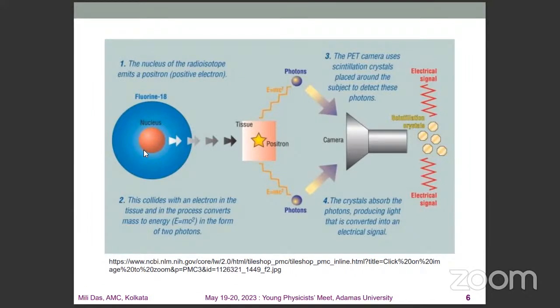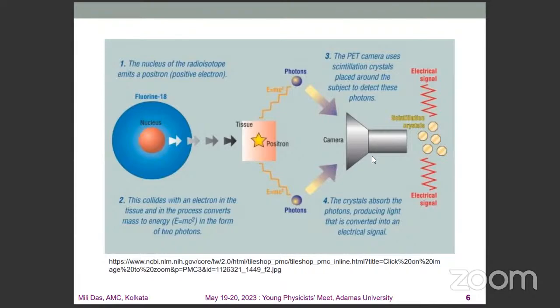So this is the 18-fluorine nucleus. This 18-fluorine is a radioisotope, and it emits e+, that is a positron. Paul Dirac first spoke about this. This positron will lose energy within the tissue, and within 1 mm it will find some electron, and the positron and electron will annihilate to produce 2 photons. Each photon has an energy of 511 keV, and these photons are detected by the scintillator detectors.